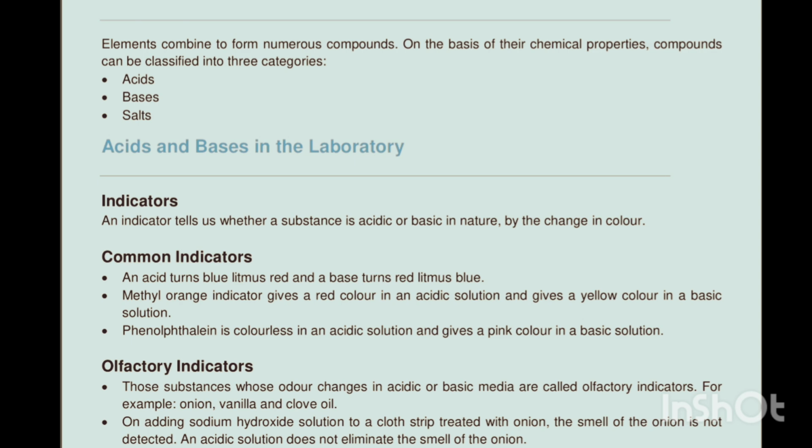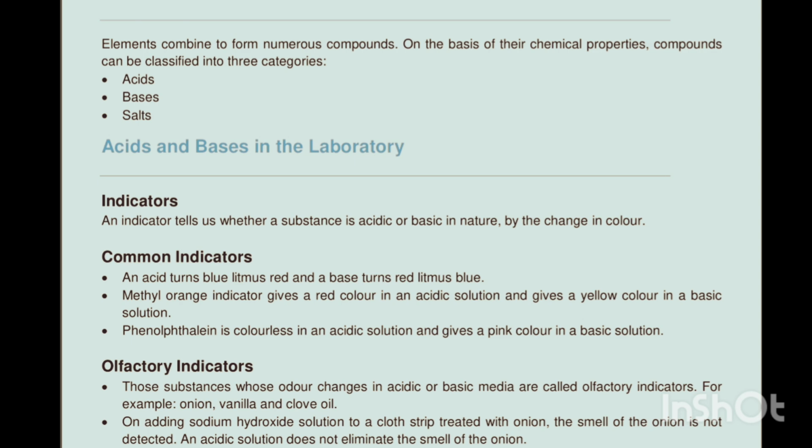Next, methyl orange gives a red color in acidic solution and a yellow color in basic solution. Phenolphthalein is colorless in an acid solution and gives a pink color in basic solutions. So these are the common indicators: litmus paper, methyl orange and phenolphthalein.